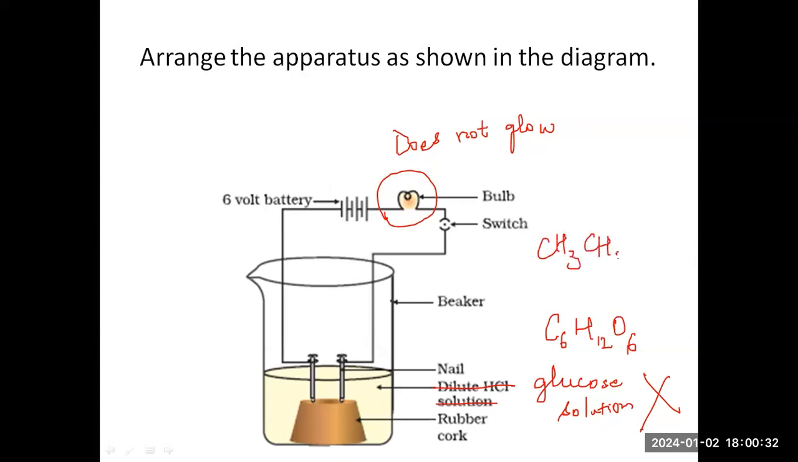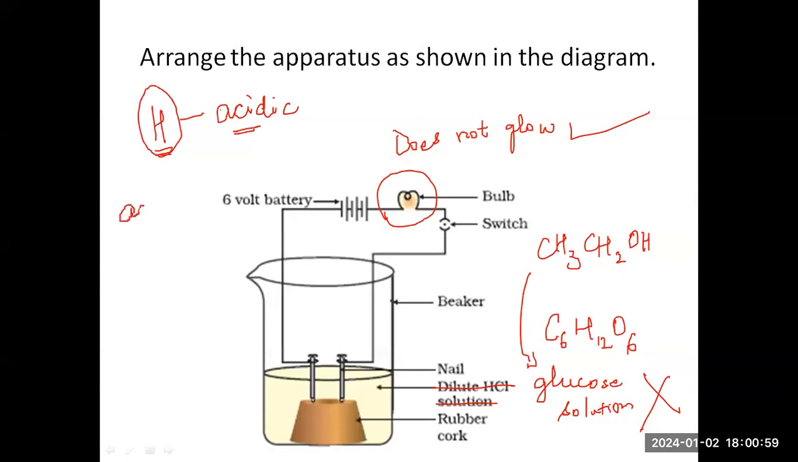Ethanol is already in liquid form. Even if you replace glucose with ethanol, you will see the bulb is not glowing. So it shows that all the substances which contain hydrogen are not necessarily acidic. It is not compulsory that all the substances which contain hydrogen are acidic in nature. But yes, all acids contain hydrogen in them, that is for sure.